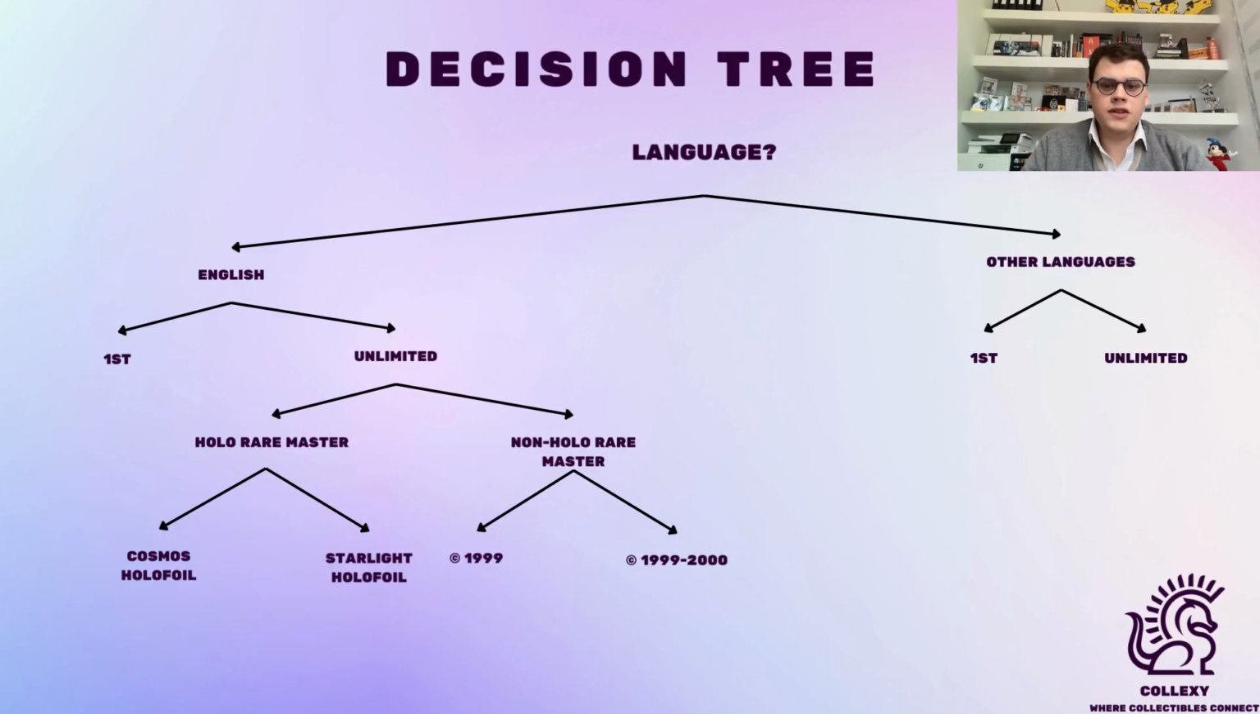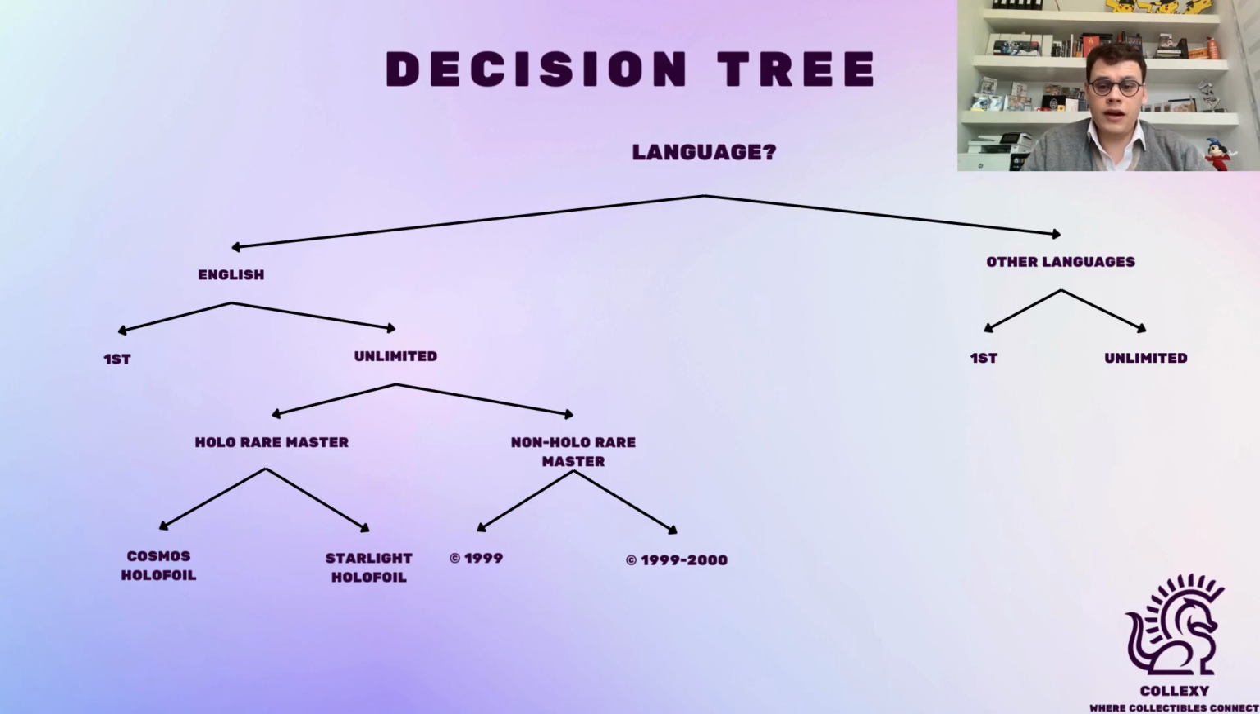So with respect to the decision tree, the first question that we have to ask ourselves is whether the variant was printed in English or in another language. If the variant was printed in another language, the only determination you have to do is whether the variant is first edition or unlimited edition. However, if the variant is English and is a first edition variant, then the case is closed because there is only one variant that meets these criteria.